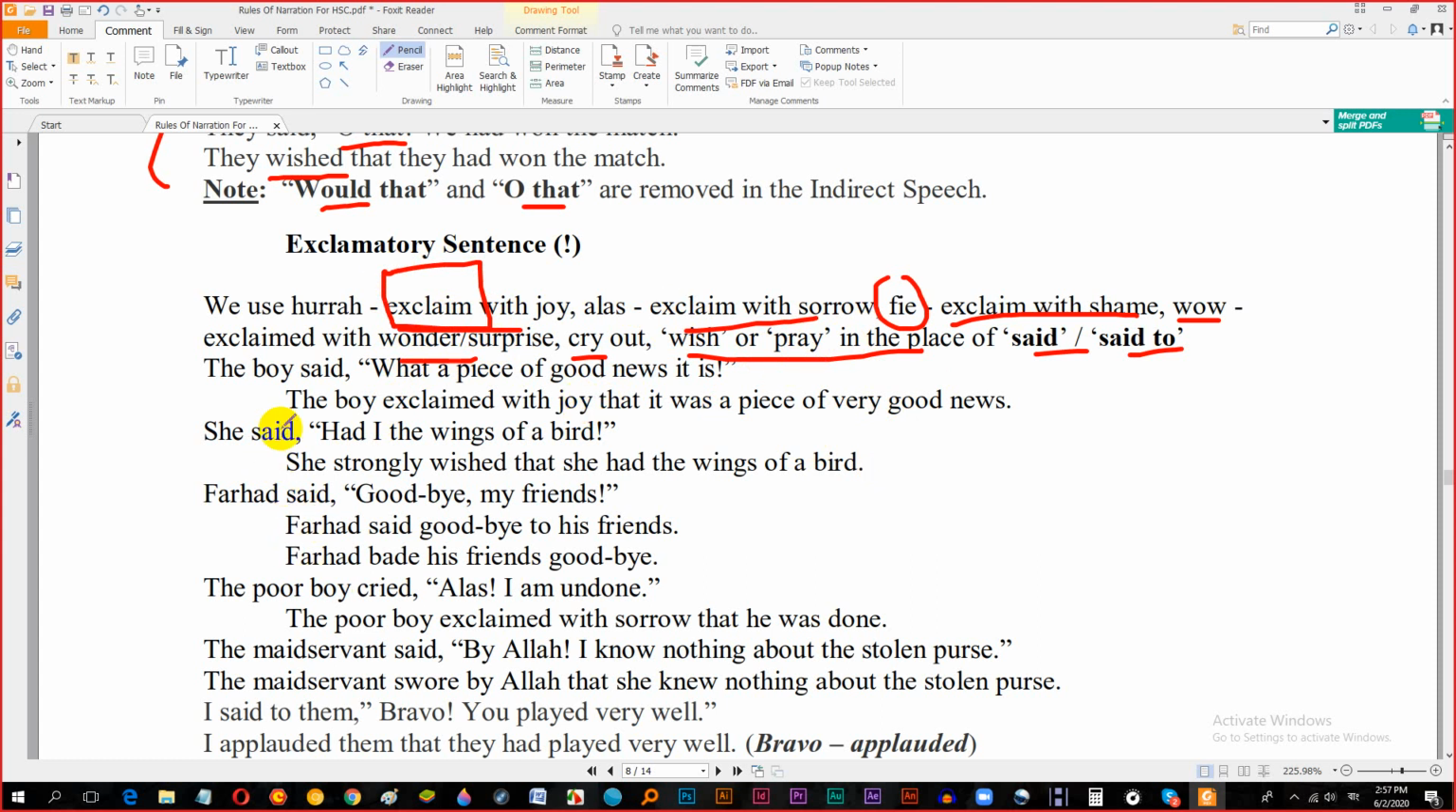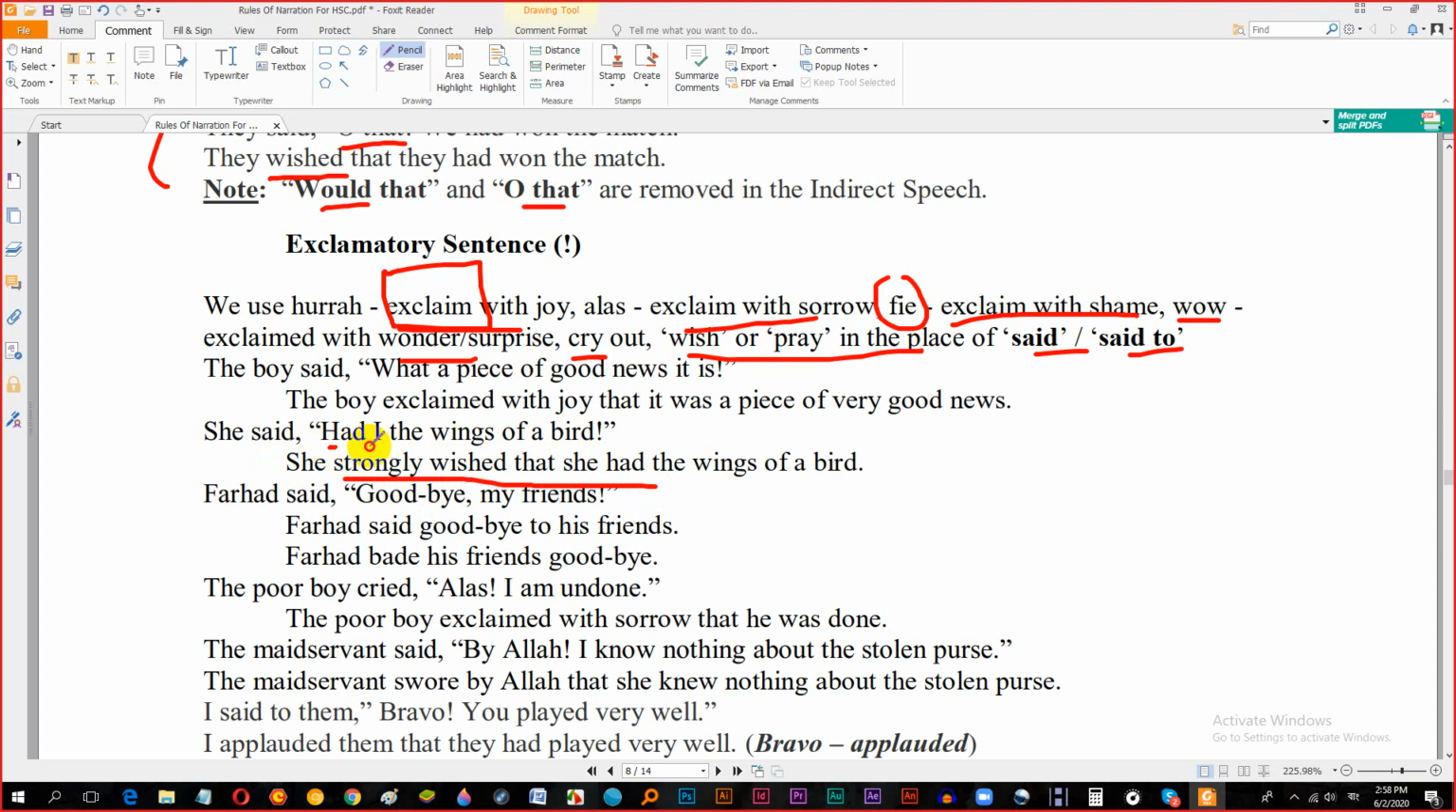So now see, the poor boy said, what a piece of good news it is. So the boy exclaimed with joy that it was a piece of very good news. So he said, had I the wings of a bird. So she extremely wished that she had the wings of a bird. So no need to make it so confusing and tough. You could write here, she said, had I the wings of a bird. You can write right here, he exclaimed with joy that if he had the wings of a bird.